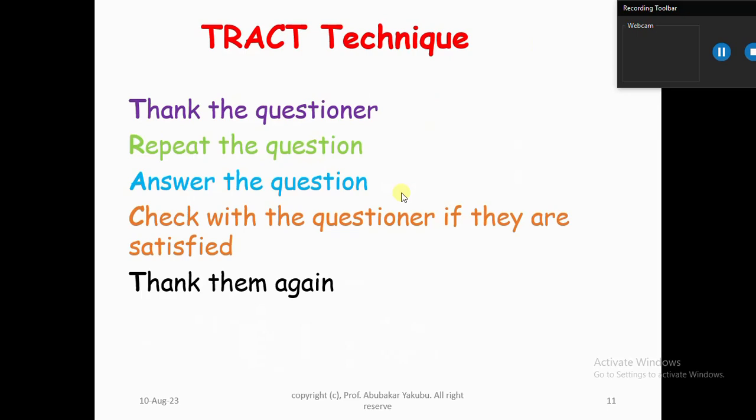The TRACT technique in answering questions, and delivering your answers. I call it the TRACT technique because the first is the T. The T is thank the questioner. When your question is asked, you say, oh, thank you, Mr. so-and-so, I thank you for the question, and then repeat the question that the questioner has asked.